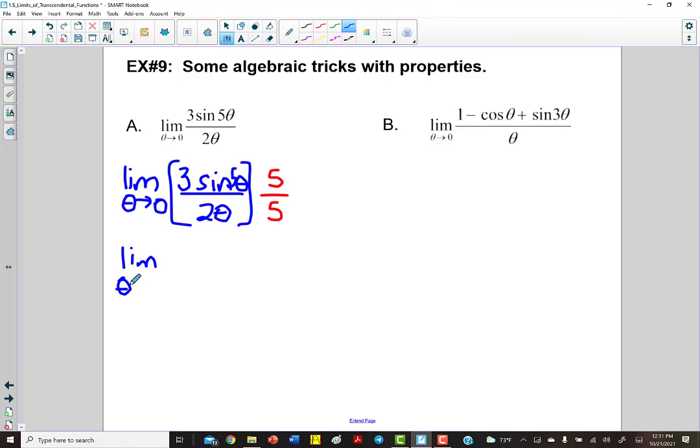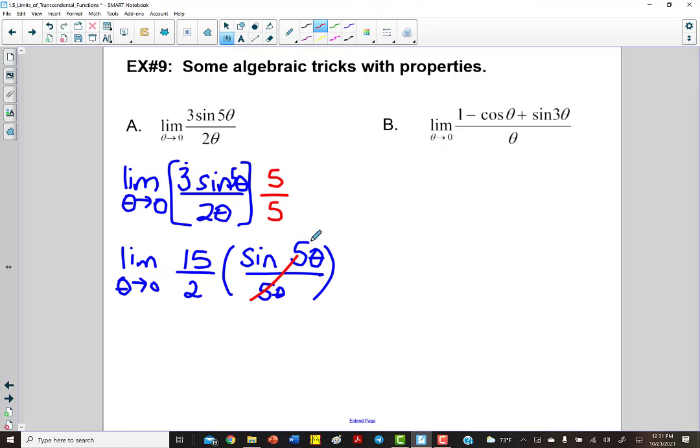We've got the limit as theta goes to 0. So 3 times 5 gives me 15. And I'm going to leave the 2 here and put this 5 with the theta. So we could have the sine of 5 theta divided by 5 theta. And that property, the limit as theta goes to 0 of this property is 1. And 15 over 2 times 1 means our limit is going to 7.5 or 15 halves.